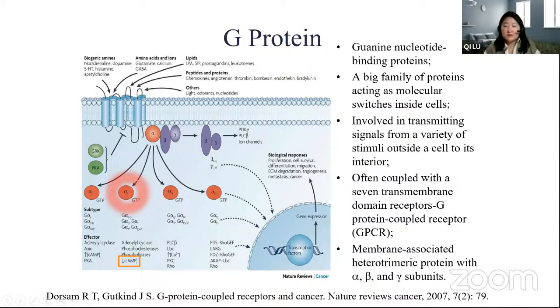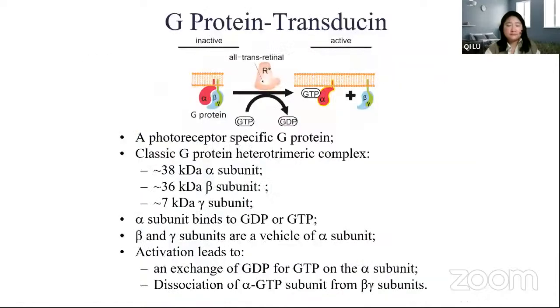It has 3 kinds of subunit: alpha subunit, beta subunit, and gamma subunit. The beta and gamma subunits are closer, and they always bind together. After activation, the alpha subunit will be dissociated from the beta and gamma subunits. In the inactivated state, these 3 subunits are bound together and are binding GDP. After activation by all-trans retinal, the activated rhodopsin causes it to dissociate from the GDP and bind with the GTP. After binding with the GTP, it is in an active state, and it will dissociate into 2 parts.